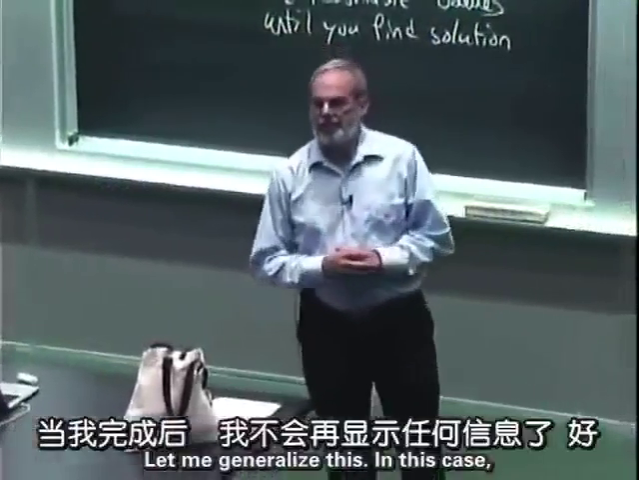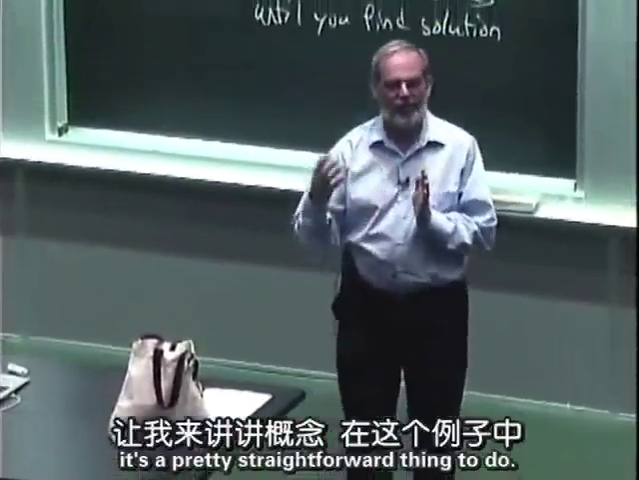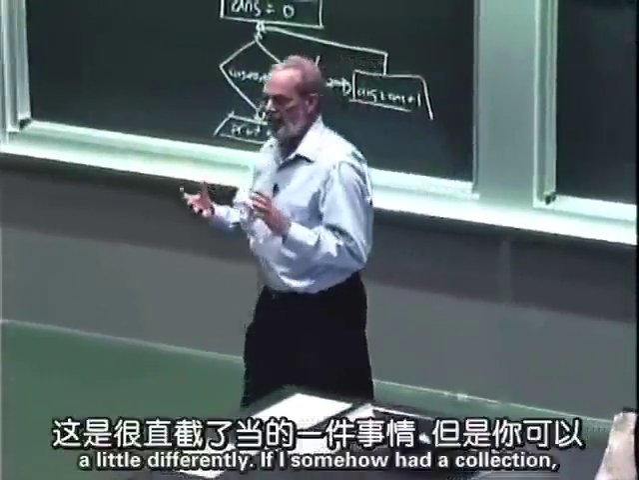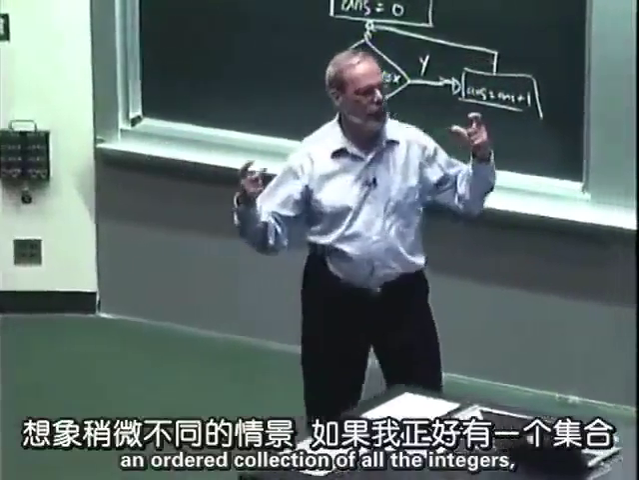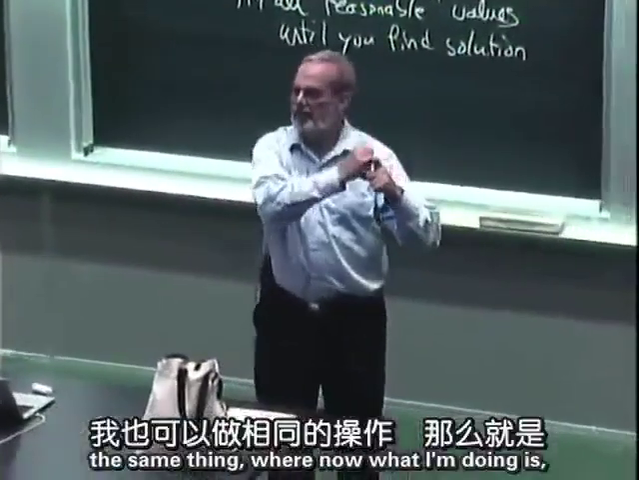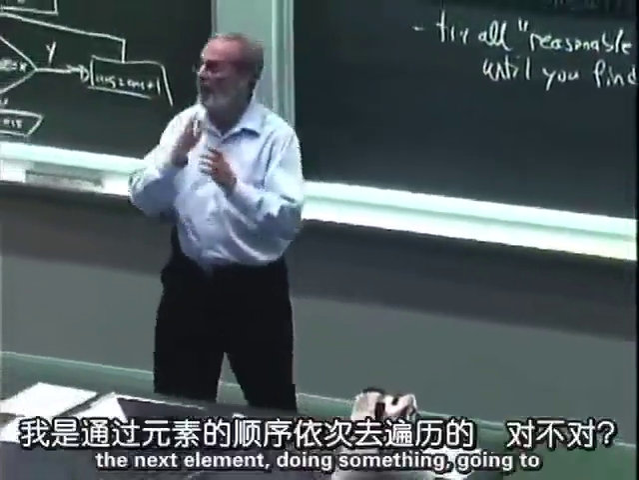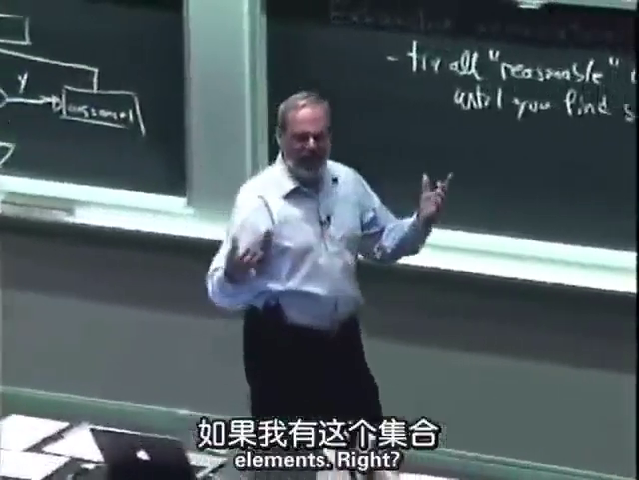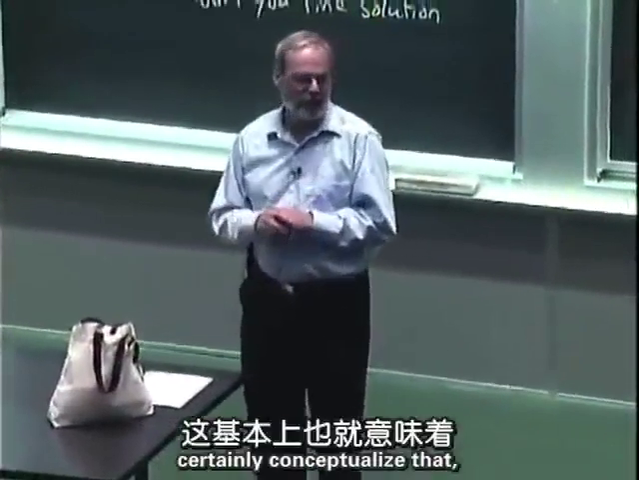Let me generalize this. In this case, my incrementer was just adding 1 to an integer. It's a pretty straightforward thing to do. But you could imagine thinking about this a little differently. If I somehow had an ordered collection of all the integers from 1 to 10, I could imagine doing the same thing, where now I'm starting with the first element of that collection, doing something, going to the next element, doing something, going to the next element, doing something. I'm just walking through the sequence of elements, right? And I haven't said yet how I get that collection, but you could certainly conceptualize that. If I had that collection, that would be a nice thing to do.